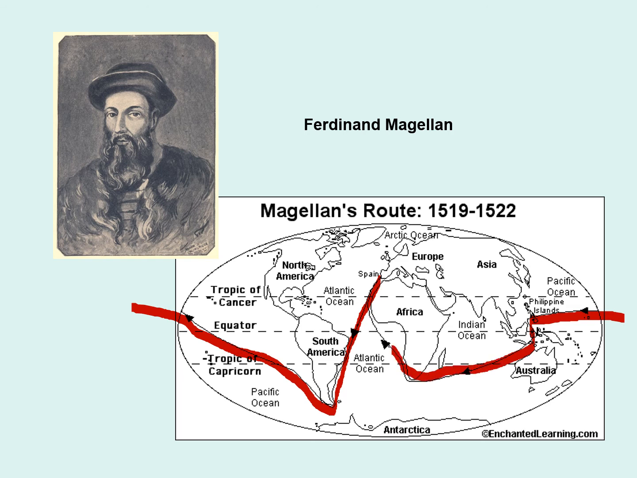and in 1522, the one surviving ship carrying the 18 surviving crew members arrived back home. Remember, they started with 5 ships and 265 men. One ship made it back with 18. But they'd done it. They had made the first voyage around the world.